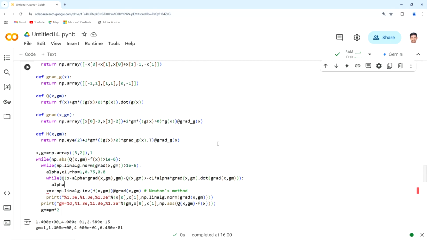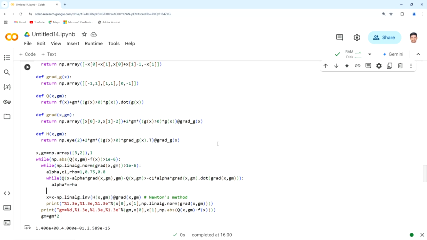So, you write alpha equal to rho times alpha, and so you have now found the alpha. So, you have x equal to x minus alpha into grad of x comma gm. So, let us comment this out, and let us check if you get 1 comma 0 for this problem as well.